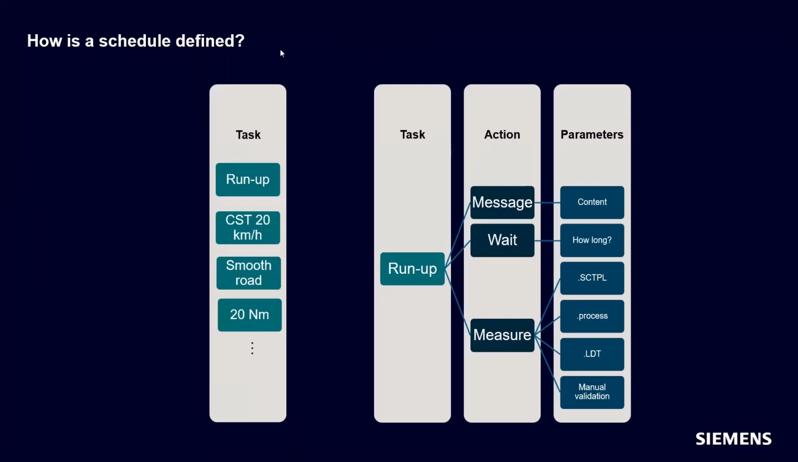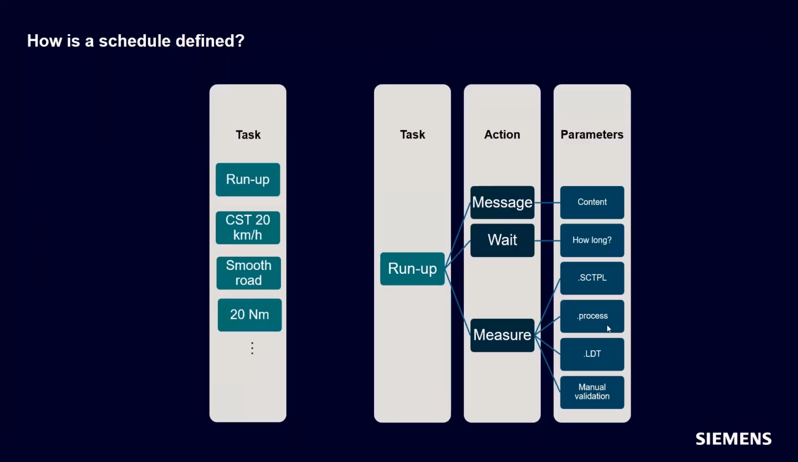Bird's eye view is we've got a task. If we look at the run-up task, that task has some actions, so my messaging, my waiting, my measurement. In terms of messaging, I can essentially enter anything that the driver might want to see or know, or guiding them to a specific point on the track. Then under my measurement, I have things like the template file that I'm going to use for performing that measurement. And that template file includes things like the channel setup information, the triggering information, the measurement duration, and so on.